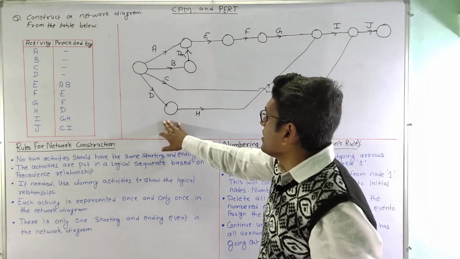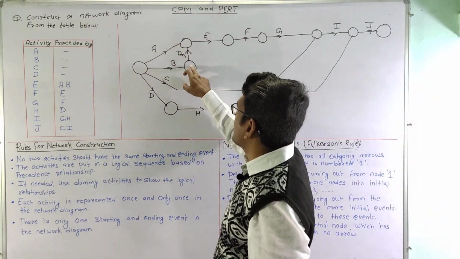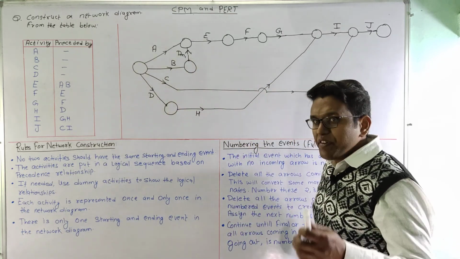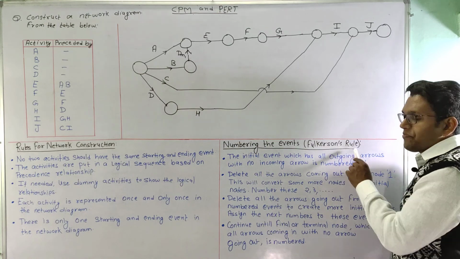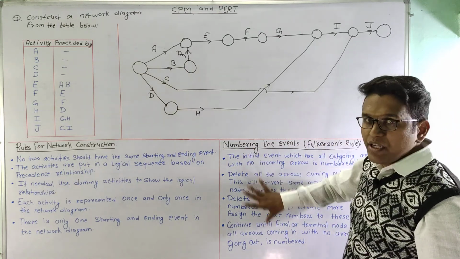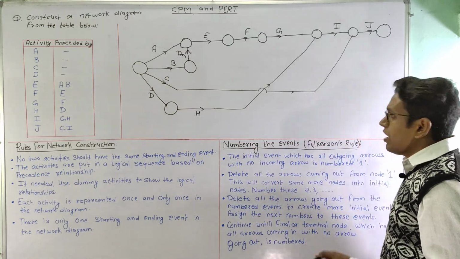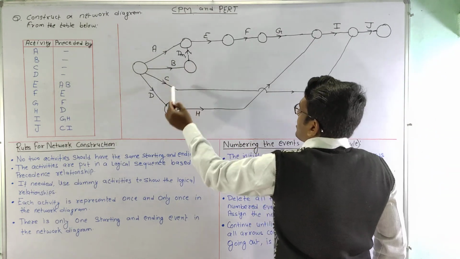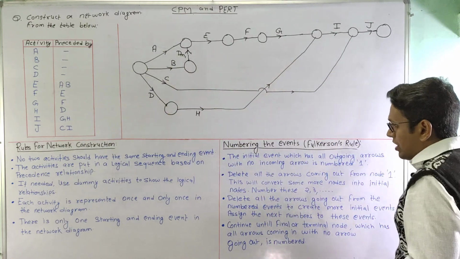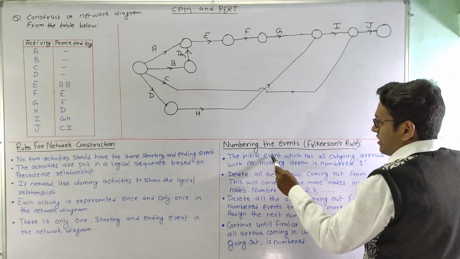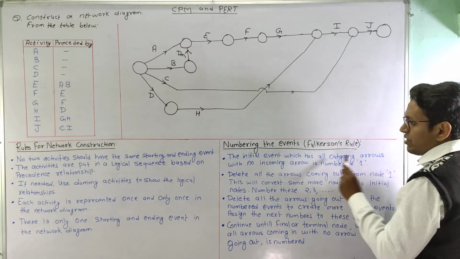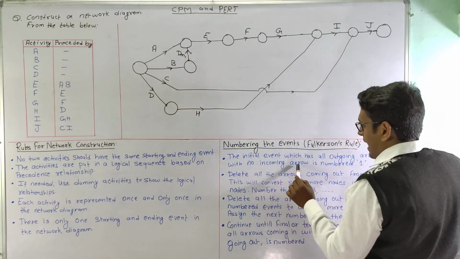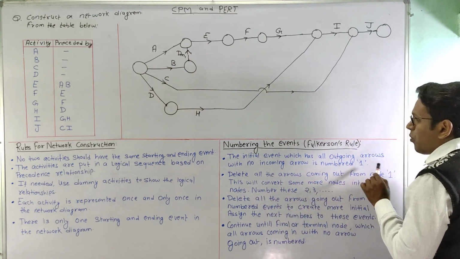And now we need to number the events here, and the numbering of events is done by Fulkerson rule. Fulkerson has given a rule for the numbering of events. So let us see how we can number the events in a network. First is the initial event which has all outgoing arrows with no incoming arrows, and it is numbered 1.